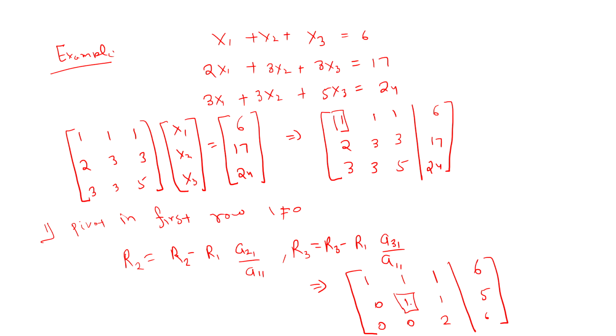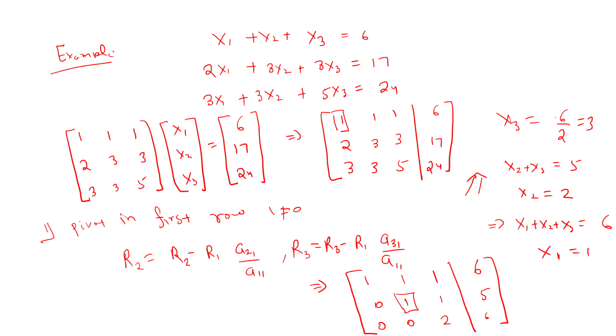So straight away we can do the back substitution, and the back substitution will lead to x3 equal to 6 by 2, equal to 3, and x2 plus x3 is equal to 5, that means x2 is equal to 2, and then the first row will become x1 plus x2 plus x3 is equal to 6. So we have x1 equal to 1.